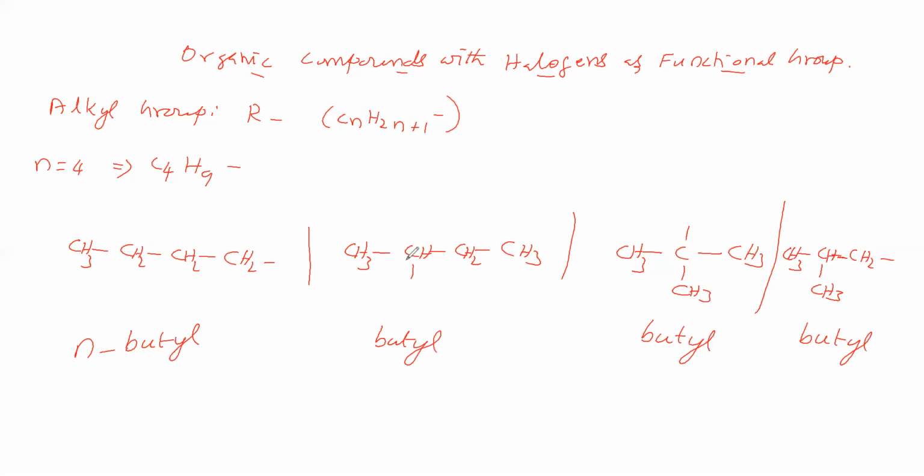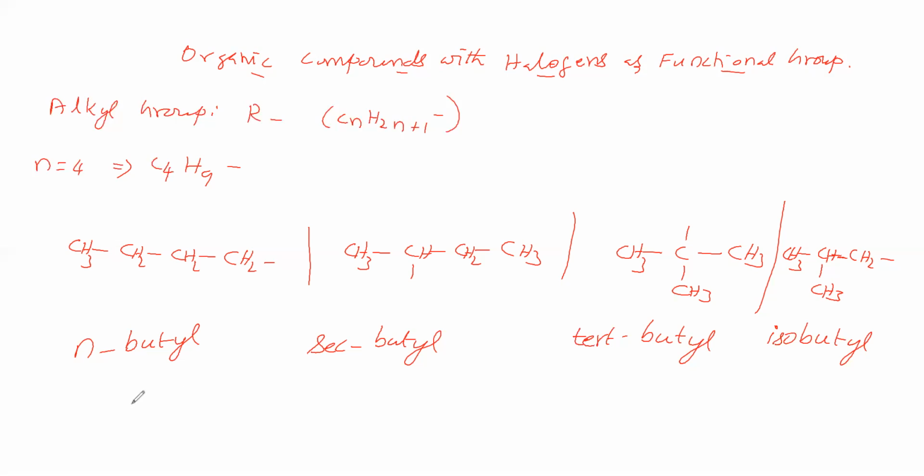Here unsaturation is present at the secondary carbon, therefore it is called secondary butyl. Here unsaturation is present at the tertiary carbon, therefore it is called tertiary butyl. Here unsaturation is present at the terminal primary carbon, and the second carbon is having 2 methyl groups, therefore it is called iso. So it is isobutyl, tertiary butyl, secondary butyl, n-butyl.